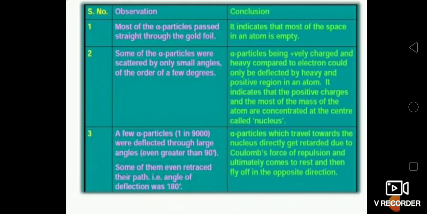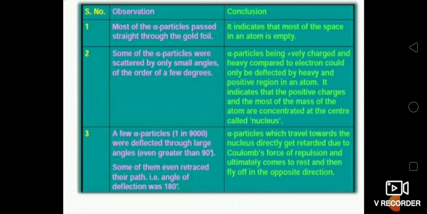Observation number 3. A few alpha particles, 1 in 9,000, were deflected through large angles even greater than 90 degrees. Some of them even retraced their path, that is, the angle of deflection was 180 degrees. Conclusion: alpha particles which travel towards the nucleus directly get retarded due to Coulomb's force of repulsion and ultimately come to rest and then fly off in the opposite direction.